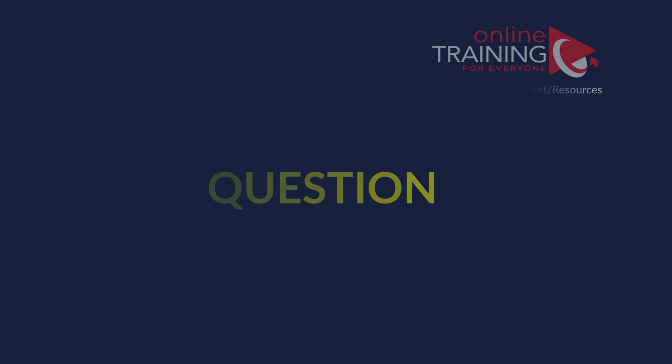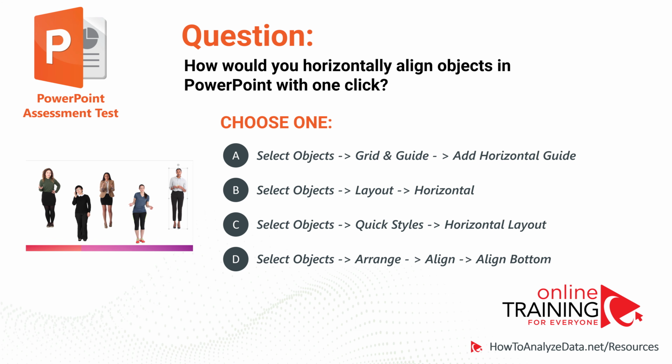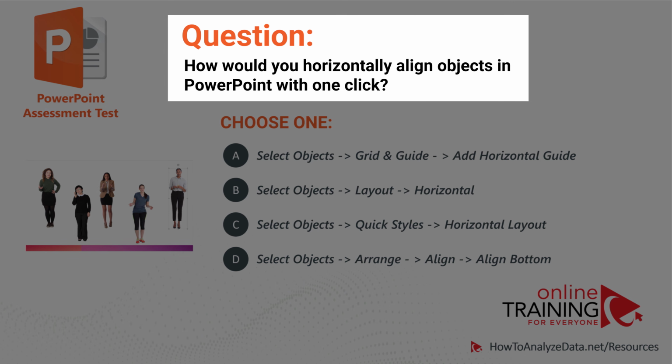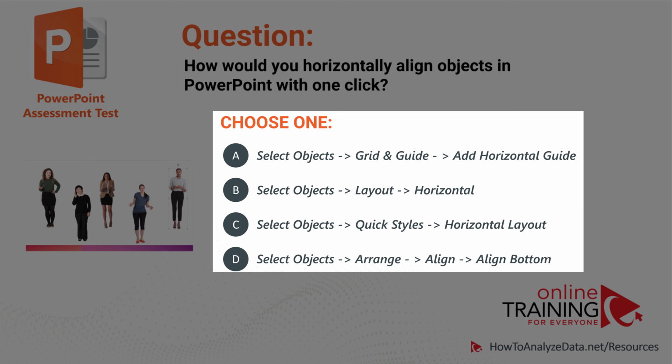Let's take a look at this very interesting, but at the same time very tricky question on how to work with objects. How would you horizontally align objects in PowerPoint with one click? And you have 4 different choices.